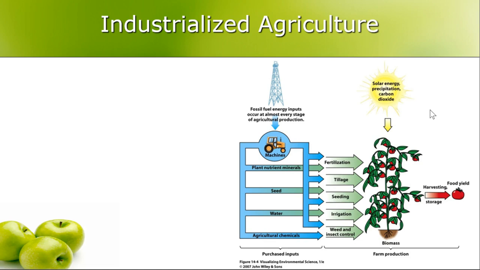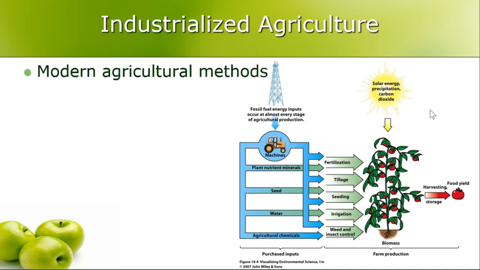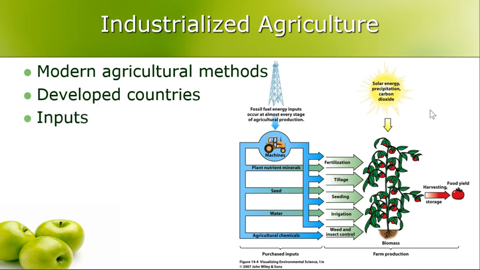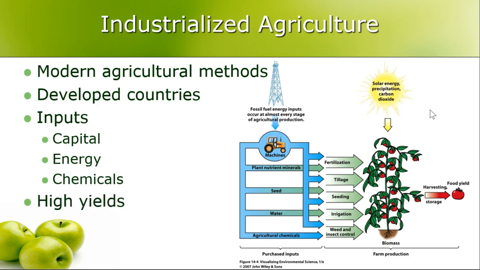Okay, so basically when we have the Green Revolution, we start really thinking about industrialized agriculture. When we talk about industrialized agriculture, we're talking about the modern agricultural methods. That is going to be the Green Revolution methods. We are doing this in developed countries. The inputs, unlike in subsistence agriculture where it was labor and land, we're going to see that you need money, you need energy, you need chemicals. Now, the benefit, though, is that you get much higher yields than you do in subsistence farming.